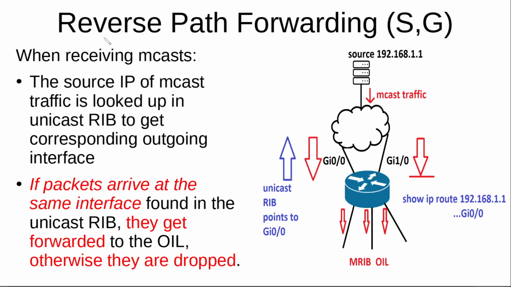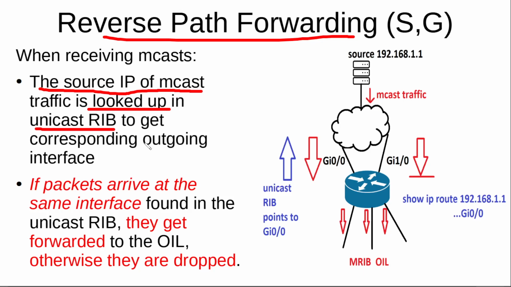For this mode, the reverse path forwarding rule applies. What this rule says is that if you receive multicast traffic in an interface, you will have to check the source IP address of this multicast traffic, but you will have to look it up in the unicast RIB table to get what is the unicast corresponding outgoing interface to reach that IP address. If multicast packets arrive at the same interface that was found in the unicast routing table, they will get forwarded. Otherwise, they will be dropped.